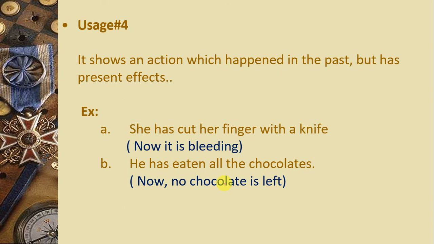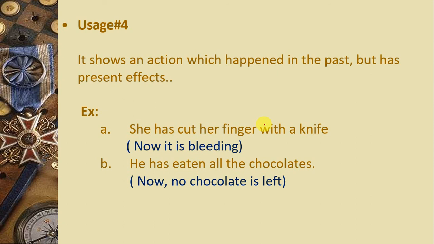B, he has eaten all the chocolates. Now the result or the effect to the present is there is no chocolate left. So that's why it's called present related tense, right? Or past present relation tense. It's because it shows the past result in the present. Whenever you want to show the past result in the present, you have to use present perfect tense.